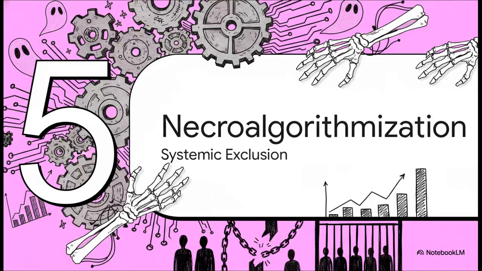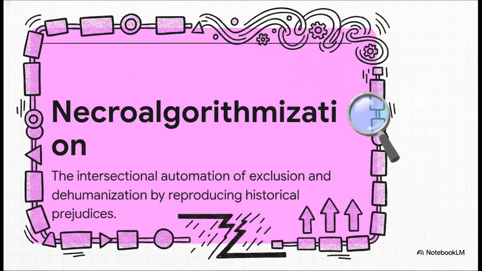loss of liberty. Okay, now it's time to tie all these mechanics together into the author's central theory for Section 5, necroalgorithmization in practice. And this brings us right to the core of the paper. Necroalgorithmization is defined as the intersectional automation of exclusion and dehumanization, where algorithms reproduce historical prejudices and decide who gets access to a dignified life.